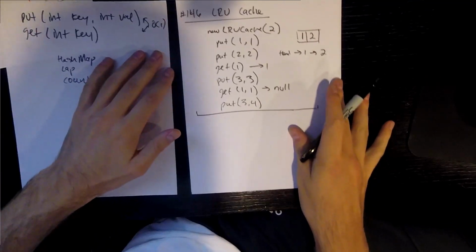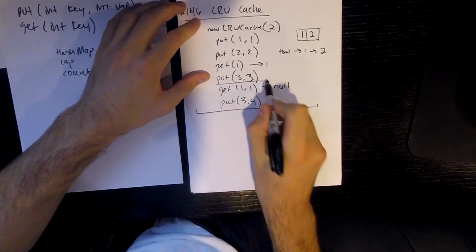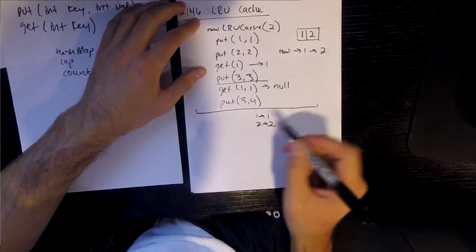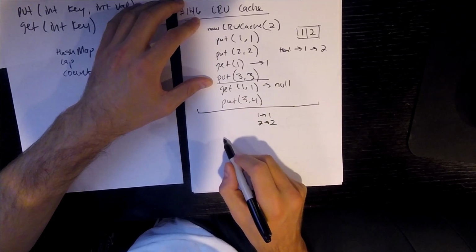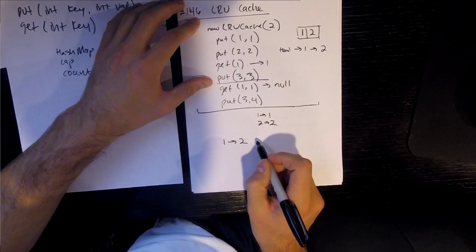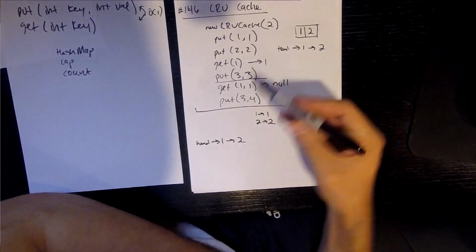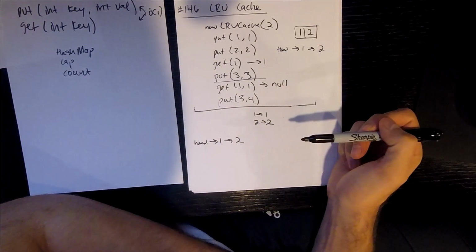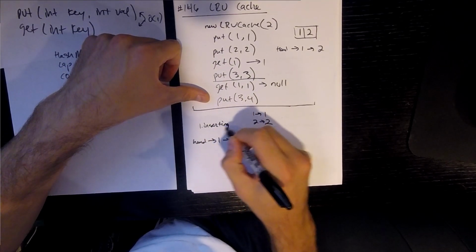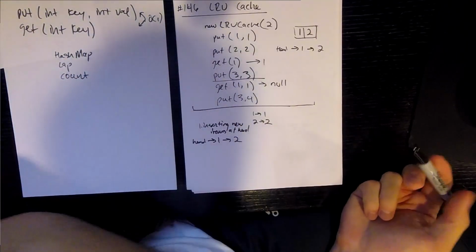Let's look at what happens when we actually do a put. Specifically this put. Say we already have 1, 1, and 2, 2 in our hash map. Say we had a list of 1, 2, and say this was head. Say for this purpose that every time we do a put for a new item, we're inserting new items at the head.